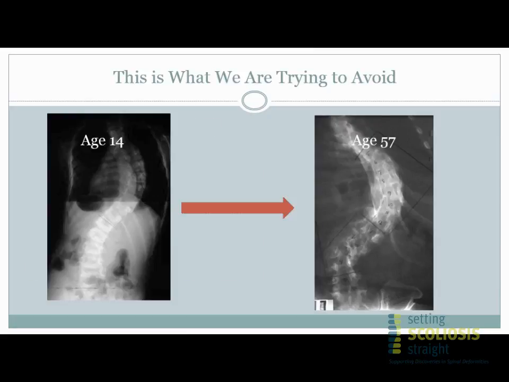And of course, this is what all of us fear. You lose patients to follow-up when they probably should have had their surgery, and they show up at age 57 and they have pulmonary issues, back pain. So we're here today because that is not really where we want our kids to wind up.